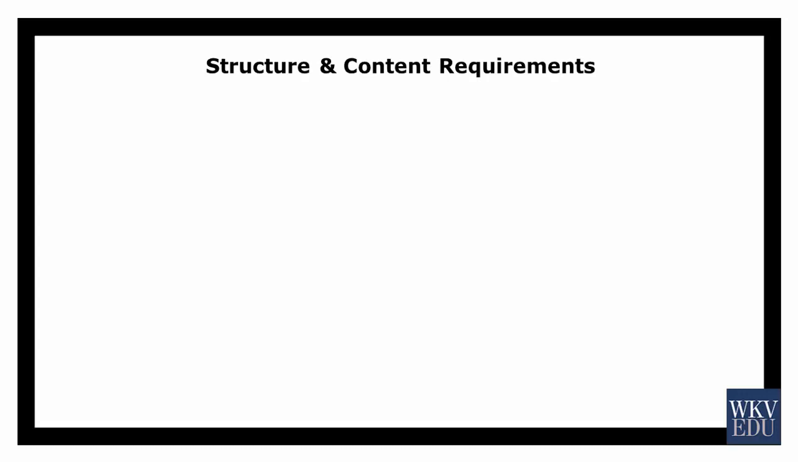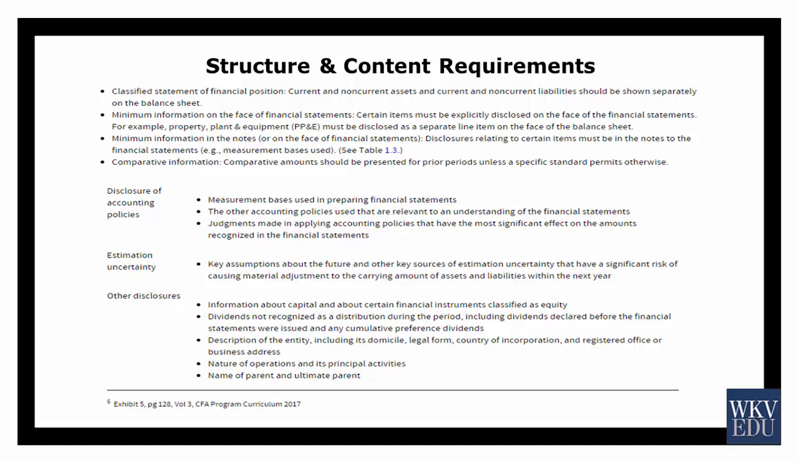This slide shows the structure and content requirements, as laid down by the different accounting standards boards. I've picked this out from the curriculum, and what they are trying to say is how exactly financial statements should be prepared. For example, the balance sheet must be prepared with current and non-current assets and liabilities. There must be some minimum information on the face of the financial statements. Minimum information must be in the notes for the purpose of analysis. Comparative information for prior periods must be stated unless a specific standard permits otherwise.